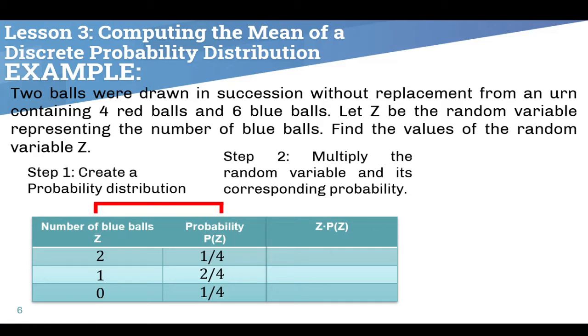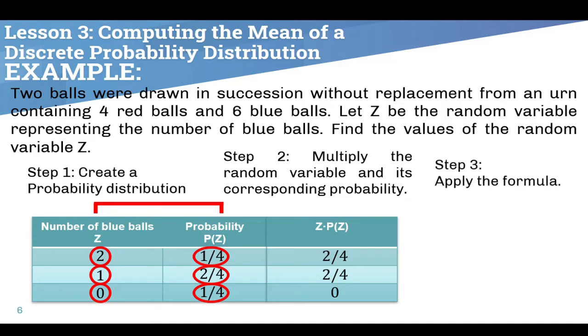So, again, let's begin. 2 times 1 over 4 is equals to, very good, 2 over 4. Next, 1 multiplied by 2 over 4 is equals to 2 over 4. Then, 0 times 1 over 4 is equals to, very good, 0 na kagad. Bakit? Kasi any number multiplied by 0 is equals to 0. Ayan, very good. So, ano na ang next?